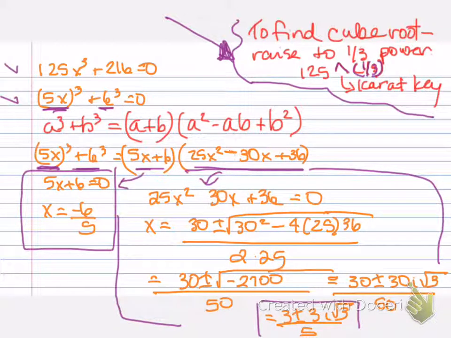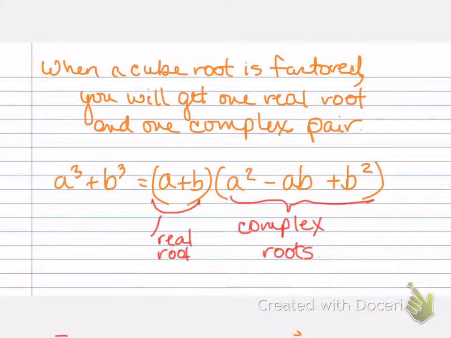In the end, I should have a pair of imaginary or complex roots and a single real root. I have to have 3 roots because, as you remember at the very beginning, we have 3 for our highest exponent. Your largest exponent will tell you how many real and complex roots are going to be in your solution. When a cube root is factored, you will get 1 real root and 1 complex pair, always. So you'll always have to solve this simple one, and then here your tricks that you can use are the quadratic formula or completing the square.